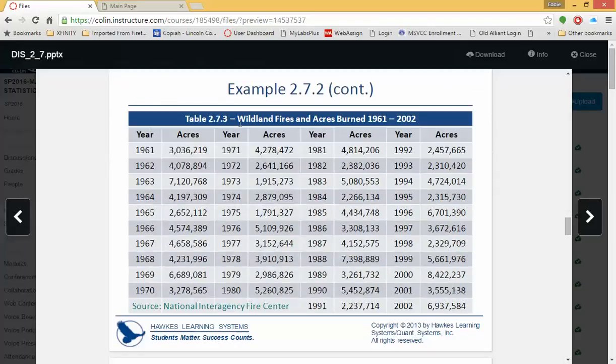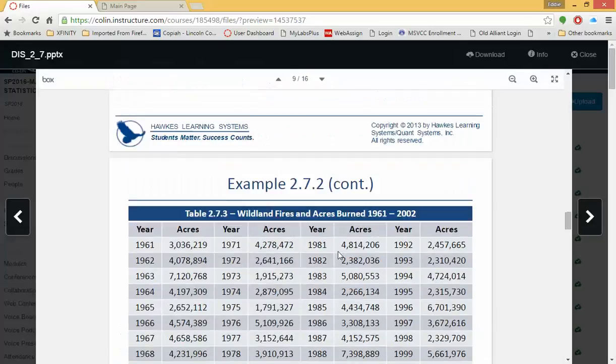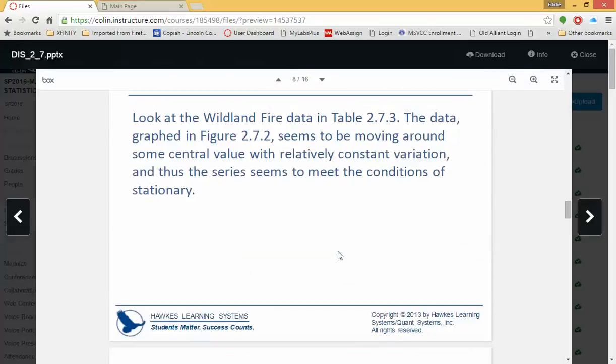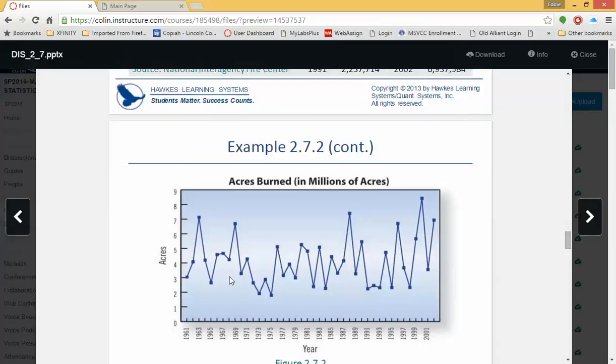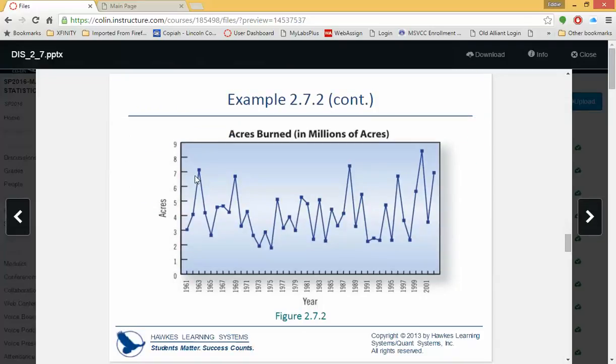Okay, so here's the year. Here's the wildland fires and acres burned between 1961 and 2002. While you do have some outliers here, they do tend to be moving around some central value, maybe around 4 million or so, it seems. And in a graph like this, you can probably see it a little bit better, that it is staying around some central value.